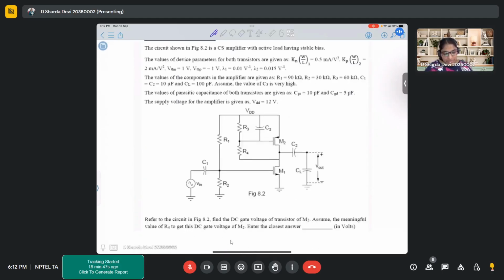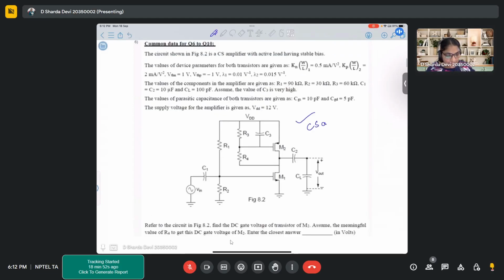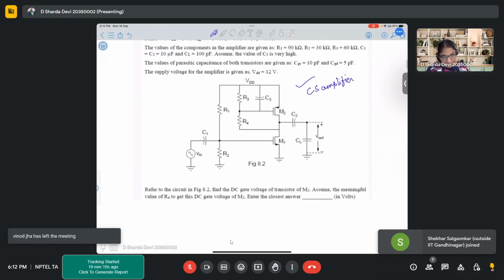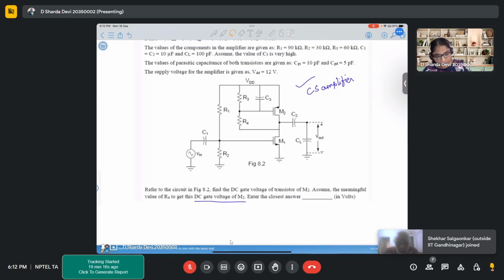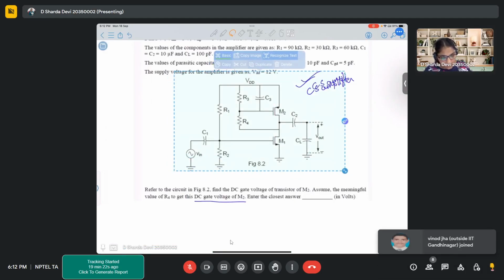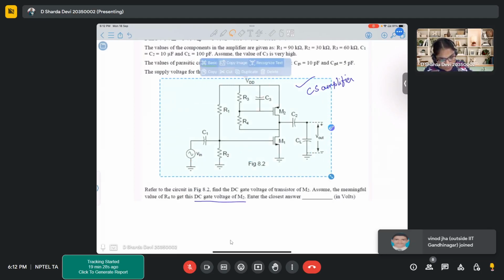The first problem that we have today is this configuration, and you all know by now that this is a series amplifier. In this particular series amplifier, all the parameters are given for the two transistors, with the capacitors, all the load capacitors and connecting capacitors, and here we have to find the DC gate voltage for the input. So for this transistor, what is the gate voltage that is appearing at the gate input?